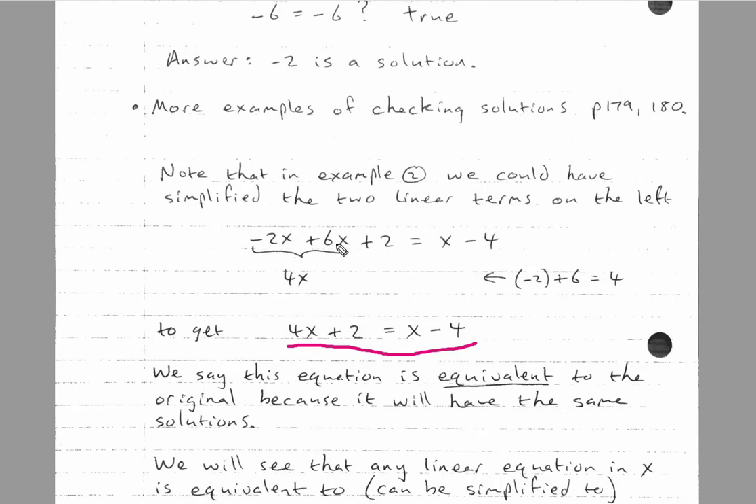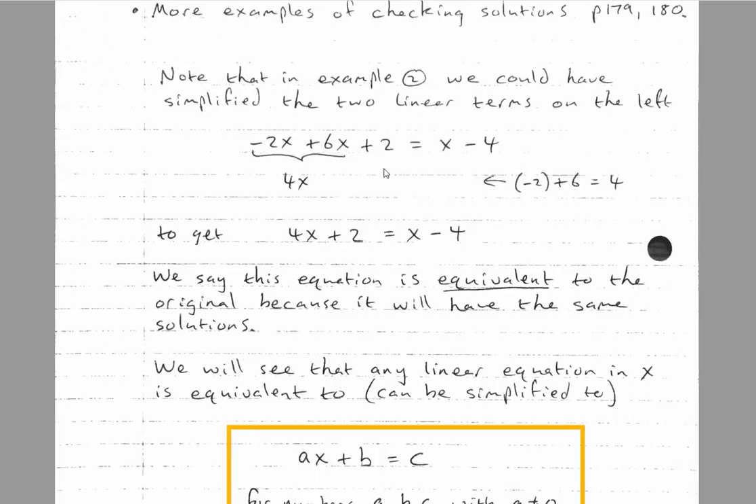So we haven't really changed anything. This is the original equation, and we just simplified these two linear terms. So they're really equivalent equations. They look different, but the point is, any x's that work for the original are going to work for this, and vice versa. So that's a key idea.